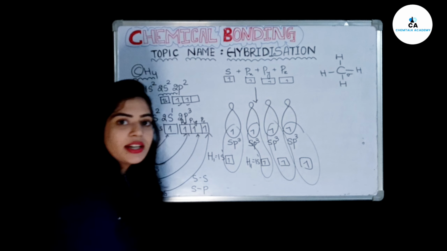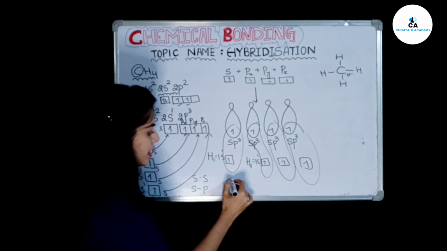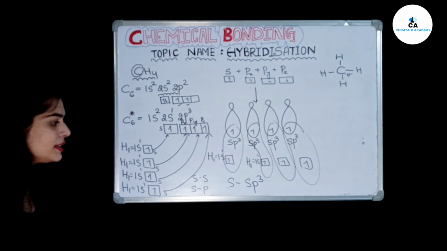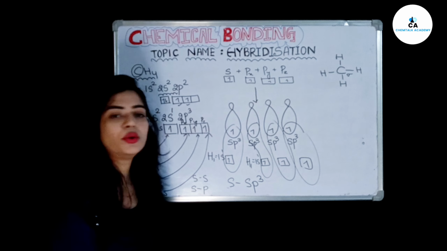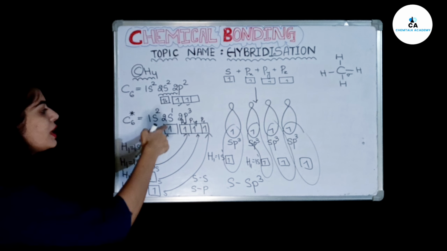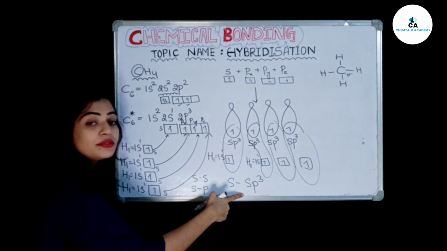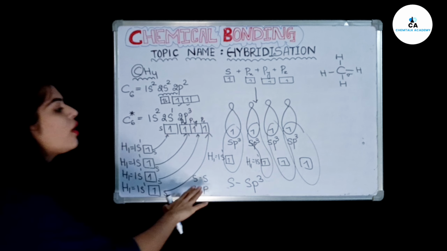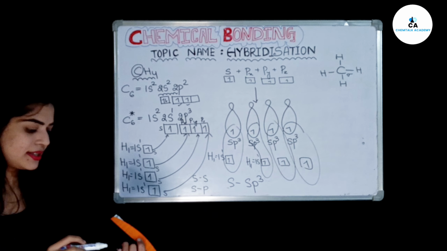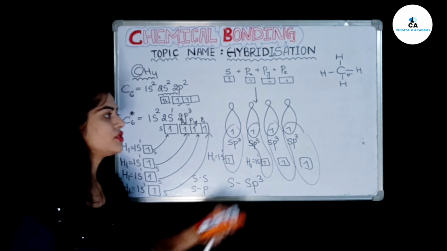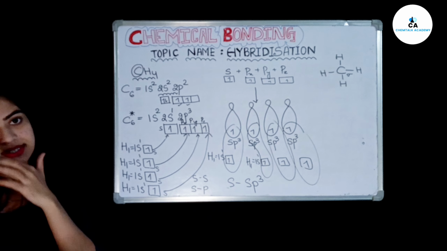Now when you focus here, the overlapping is between s and sp3. Is there any overlapping that is different? No. But before, one overlapping was different, that is the s-s overlapping. But in the case of after hybridization, all the 4 overlappings are the same. Okay. Now to overcome this, the hybridization concept came into existence.